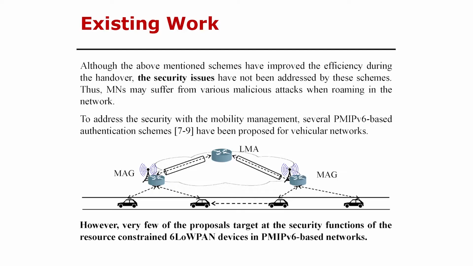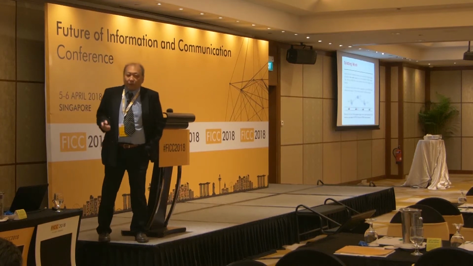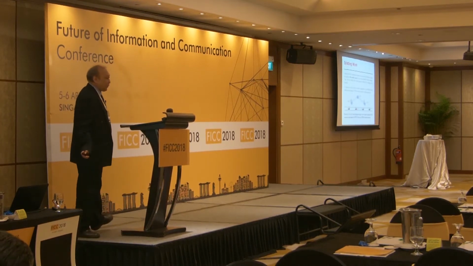So there are some PMIPv6-based security schemes, but they are applied to the vehicular network. In those proposals, they talk about authentication under the control of one MAG when the vehicle comes into the area controlled by another MAG and a handover has to happen. Then how do we ensure that it is not a fake vehicle coming into the coverage of the MAG?